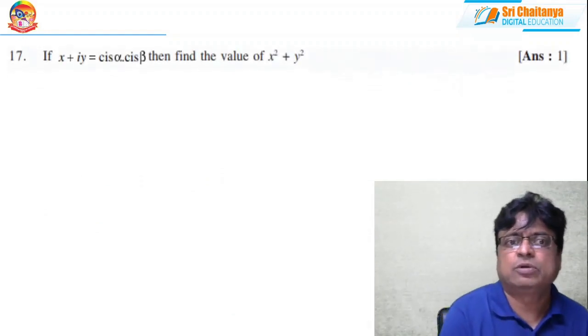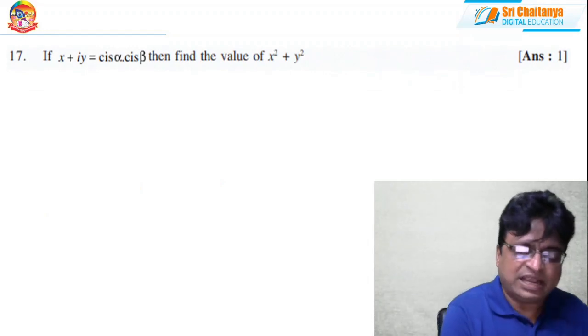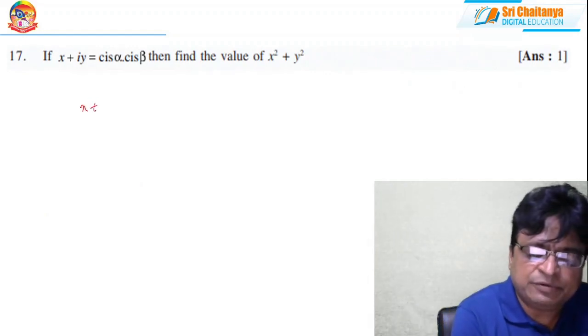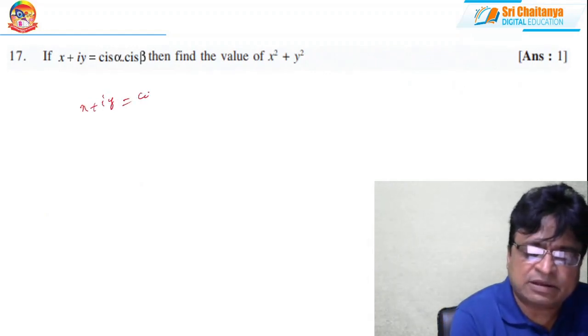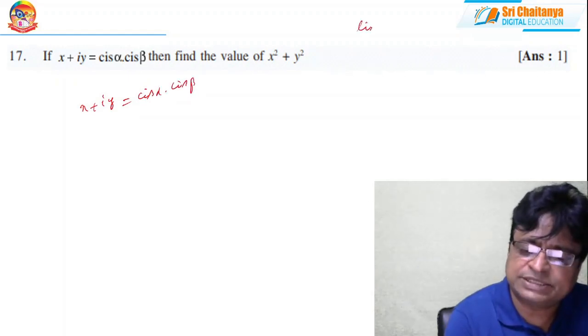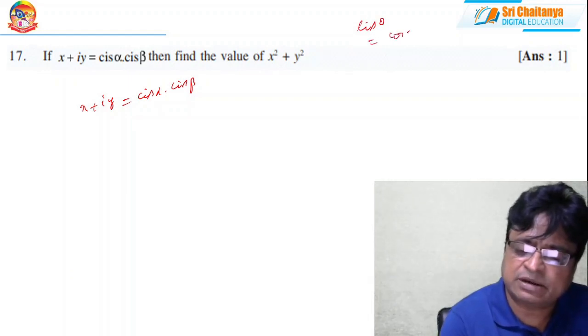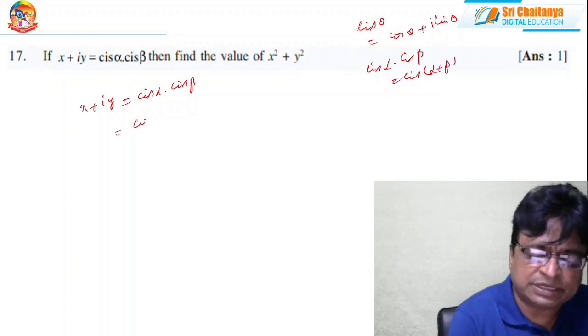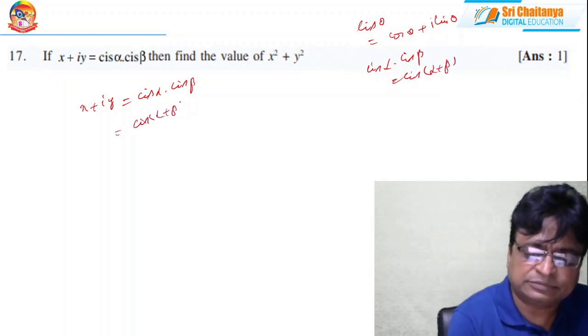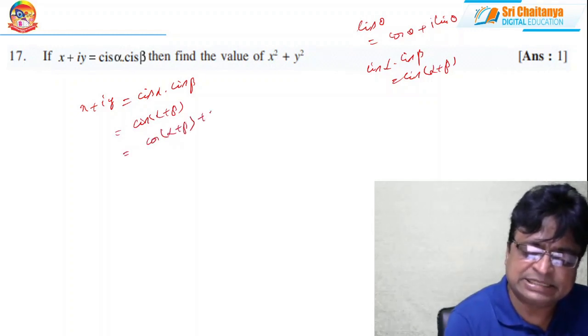Now coming to question number 17. So what is given for you? x plus iy is equal to cis alpha into cis beta. Already told what is cis theta. Cis theta is nothing but cos theta plus i sin theta. And what I told, cis alpha into cis beta is equal to cis of alpha plus beta. What is cis of alpha plus beta? Cos of alpha plus beta plus i sin of alpha plus beta.